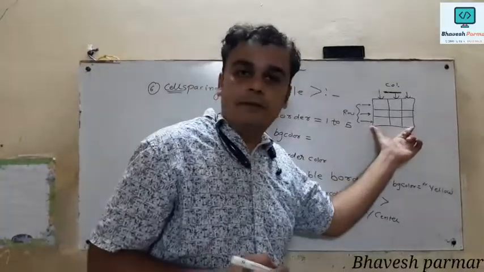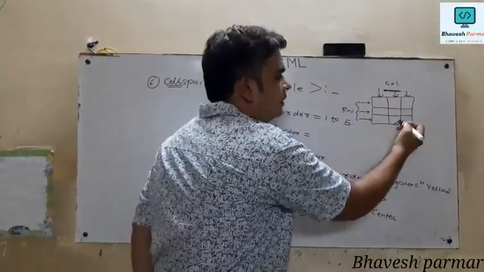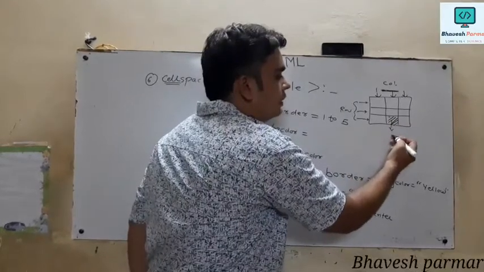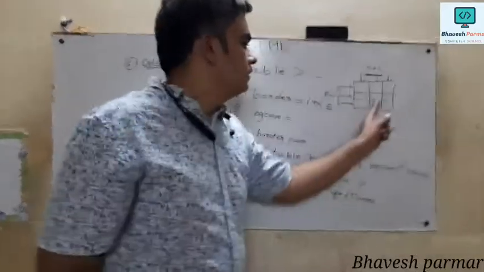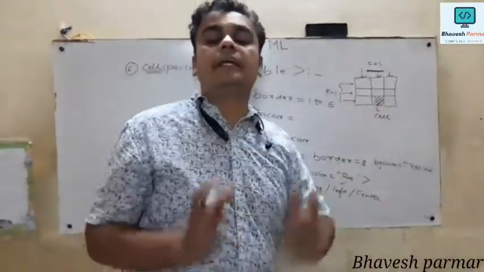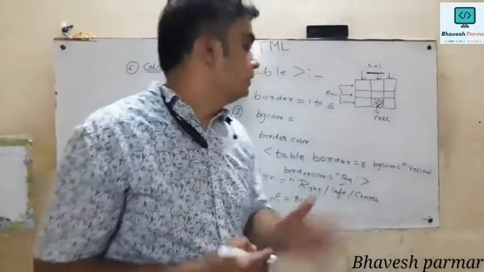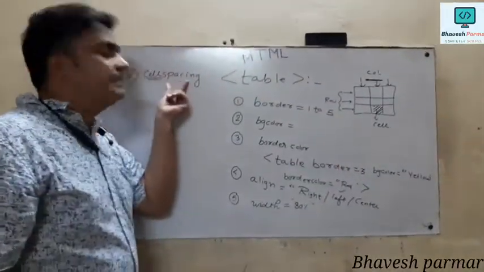So this is our table. We can take any one of the boxes. Suppose I take this one, so this box is called a cell. This is another cell. This is another cell. In general, a table is a combination, or group, of cells. Got it? And what does cellspacing mean?